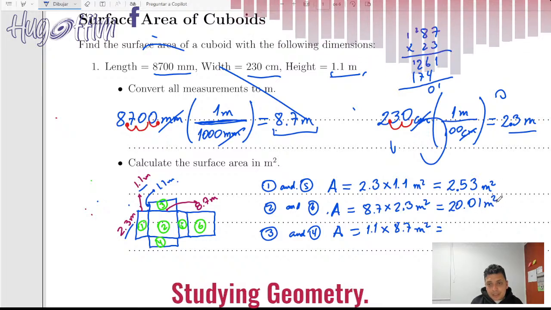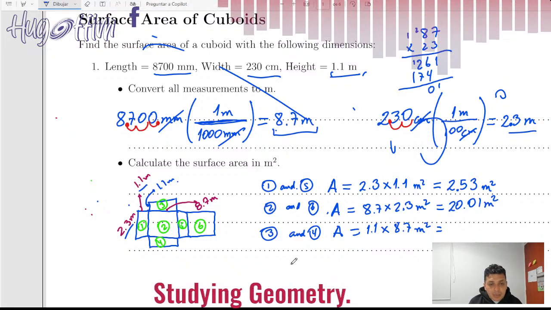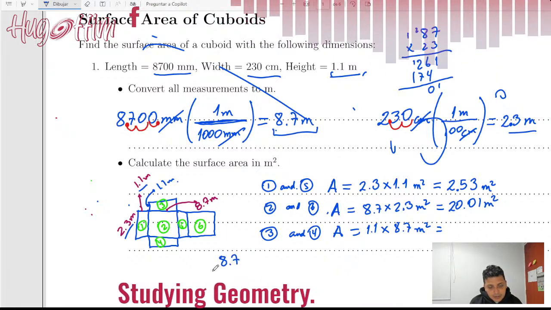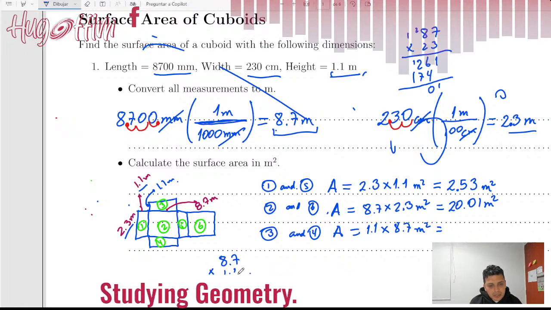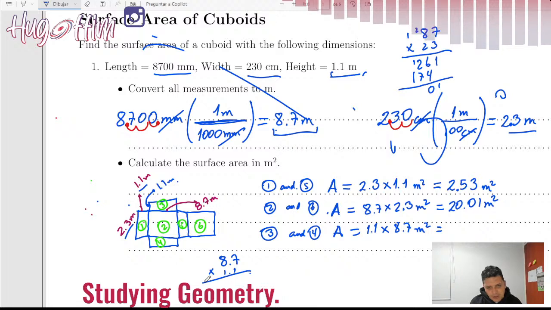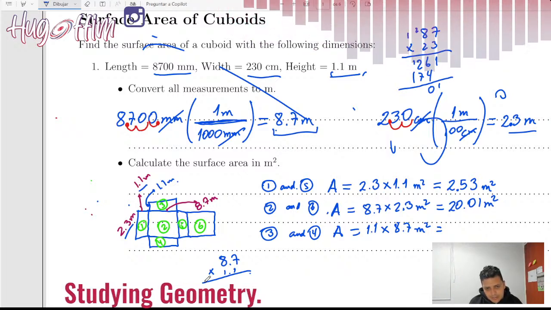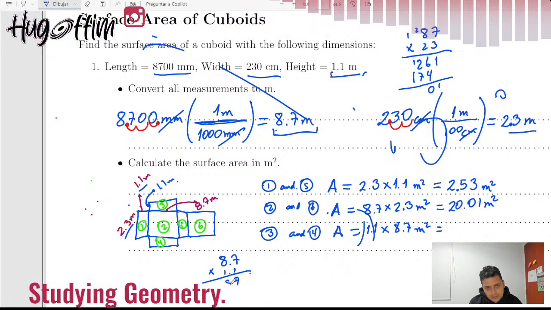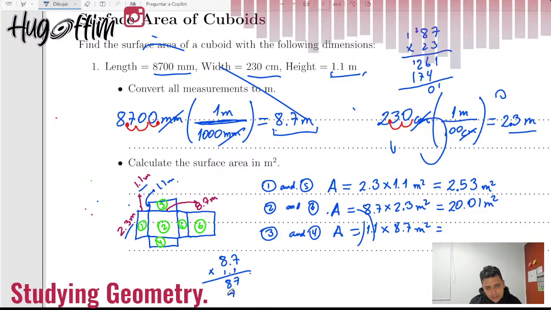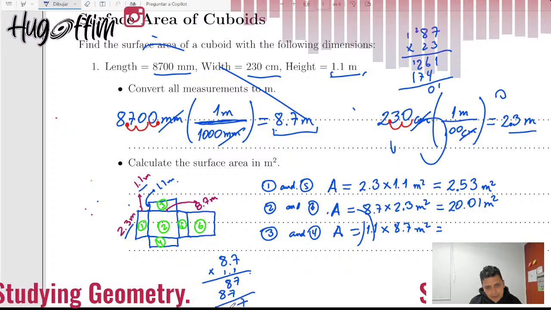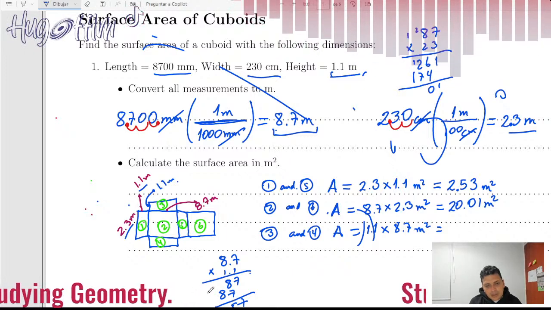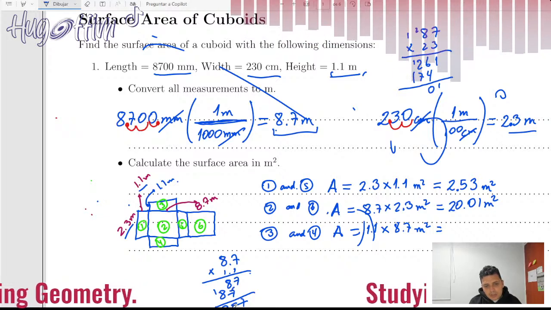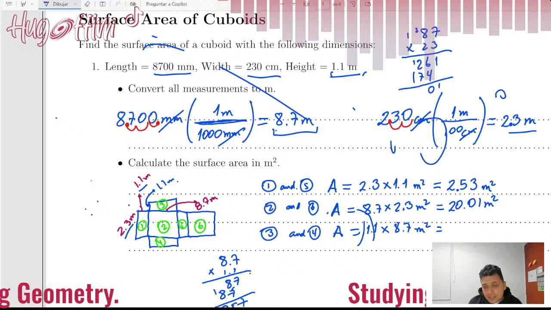20.01 square meters. And here, 1.1 times 8.7. I'm going to try to do it here if it lets me. 8.7 times 1.1. I prefer to do it this way because it's easier, but actually this is just an addition, right? So 7, 8 and 7, 15, 1, 8 and 1, 9. 956, it says here. I just need to move 2 decimal points, 9.57. So this is going to be 9.57.